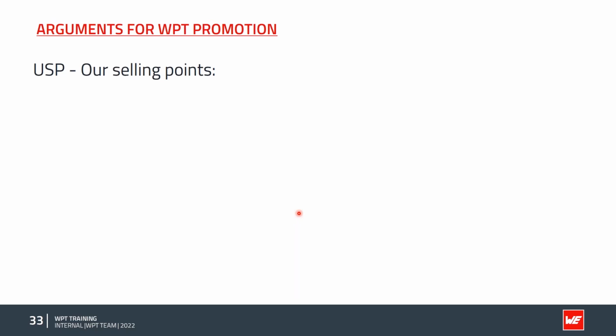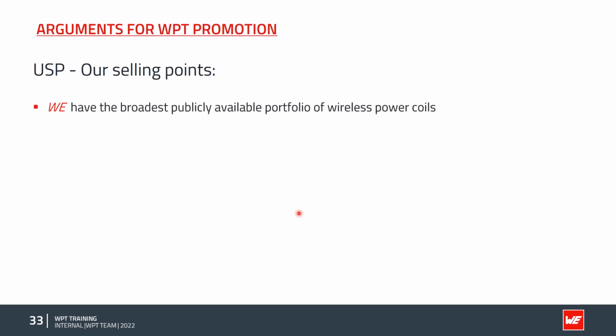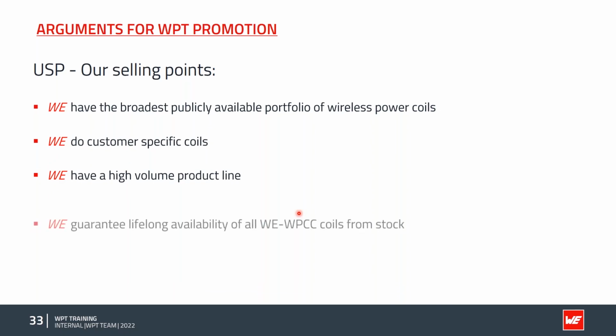So what are our USPs, our selling points? We have the broadest publicly available portfolio of wireless power coils, as I mentioned before, which are in total 65 coils. We also do customer-specific coils, and we have a high-volume product line. So we can also produce millions of coils per year. It's no problem for us.